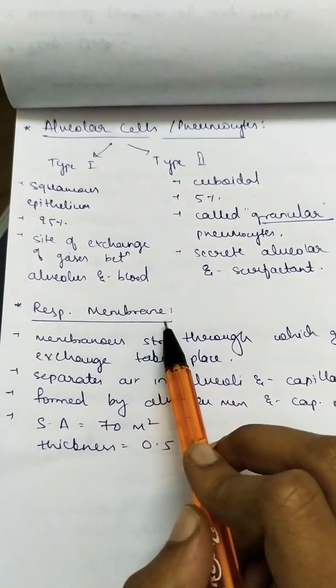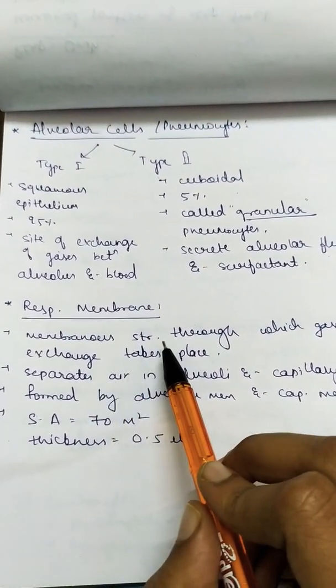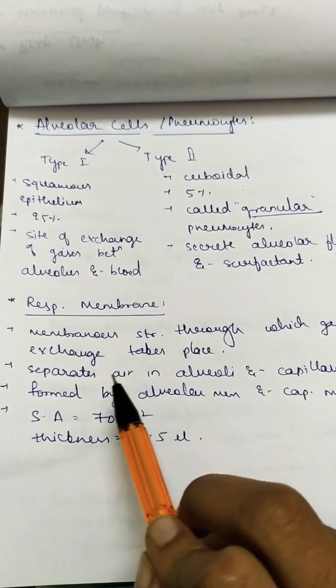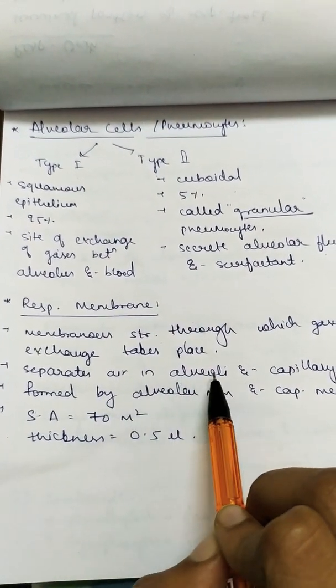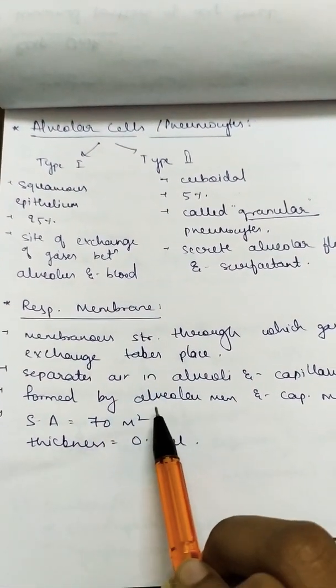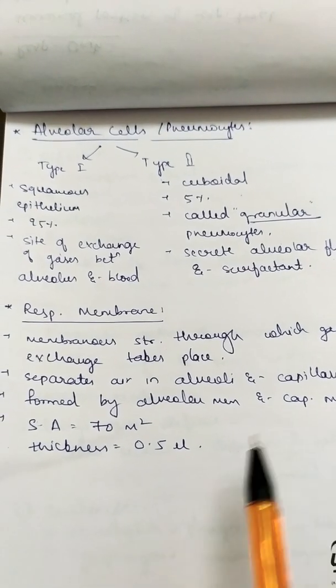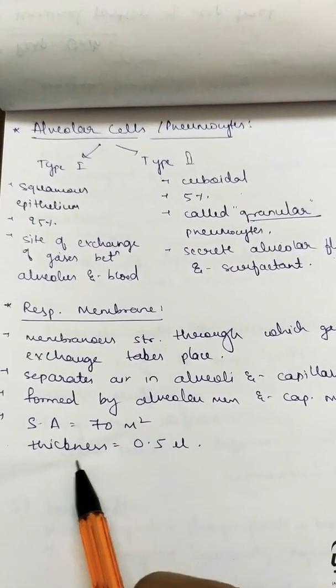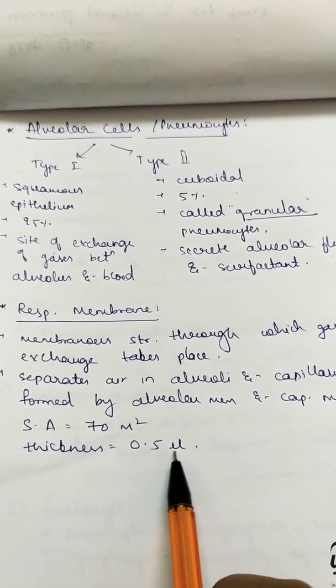Coming to the respiratory membrane, it is the membranous structure through which gaseous exchange takes place. It separates the air in the alveoli and the capillary blood. It is formed by the alveolar membrane and the capillary membrane. Its surface area is about 70 square meters and its thickness is about 0.5 microns.